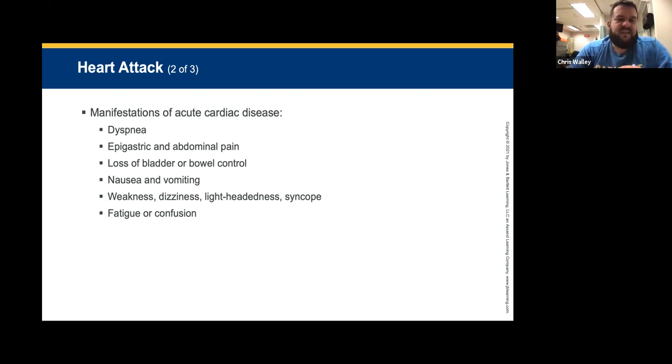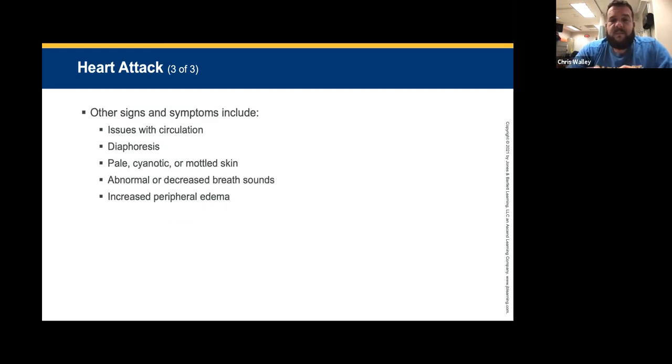You have your fatigue and confusion. They just don't know what's going on. I don't know where I'm at. So even though we're talking outside the box on these things, a heart attack does have these symptoms. Some of the other ones are diaphoresis, pale, cyanotic, mottled skin, abnormal or decreased breath sounds. And what are we going to do for them? We're going to open their airway and make sure they're able to maintain their own airway. If not, we'll put an adjunct in.